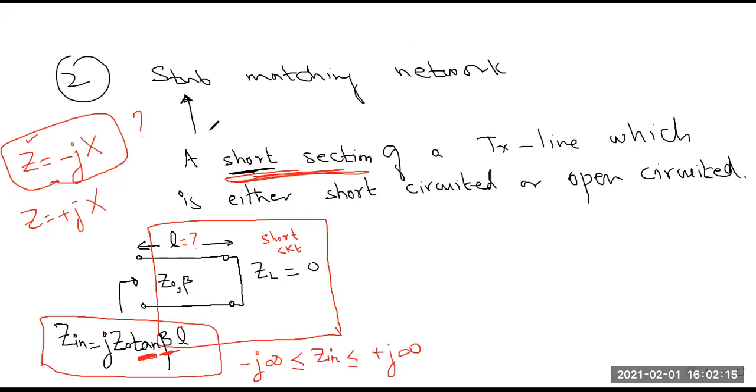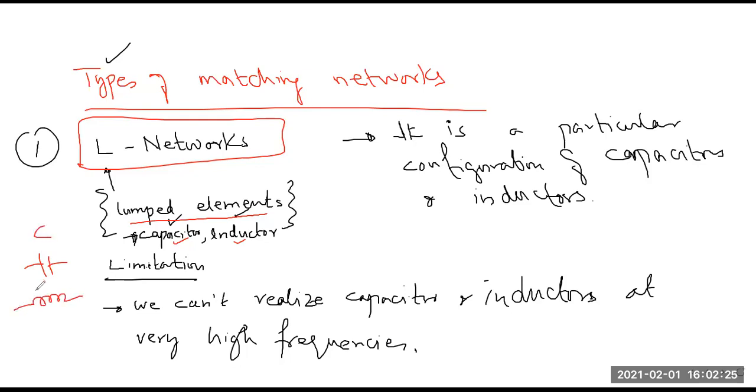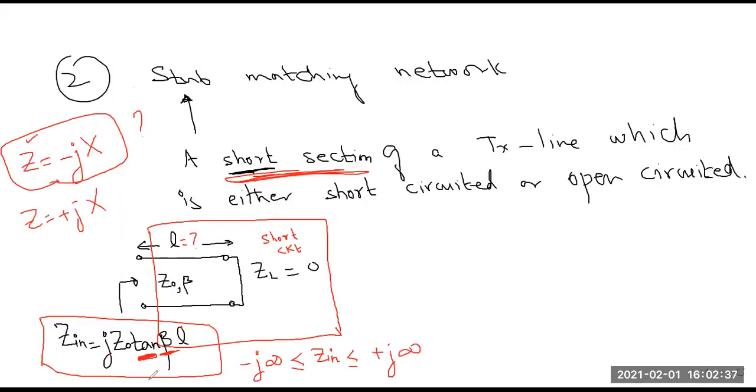In the previous type of L network, we were using lumped element capacitors or inductors, the actual capacitors and inductors that you people are familiar with. But I can use a transmission line, and this transmission line can also behave as a capacitor or inductor based on this whole idea.